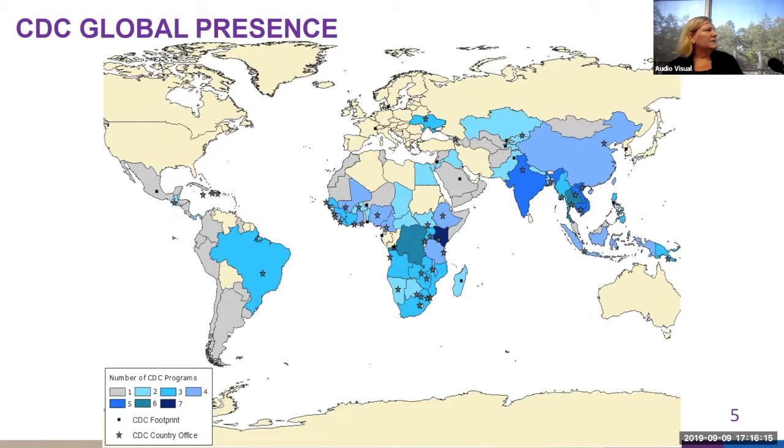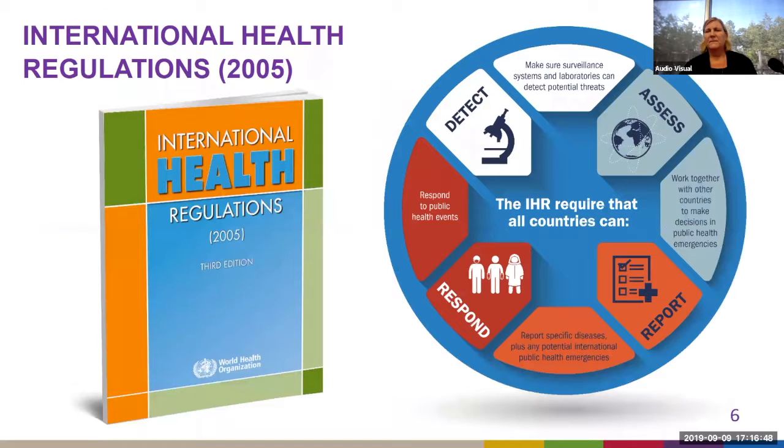And you'll see here, this is the number of programs by color, and then the stars are where we have country offices, and the squares are where we have a presence, which may be embedding somebody in a Ministry of Health. It may be somebody sitting within the U.S. Embassy as well. We work very closely with government. We work with ministries of health, ministries of animal sciences, and ministries of agriculture in a collaborative way in terms of building public health capacity.